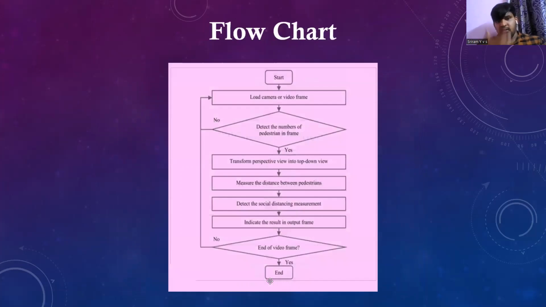And this is the flowchart. First, we have to load the camera or video frame or the image. And then if it detects the pedestrians, it will go to the transform perspective view, I mean top down. That is the camera view calibration. And then the next step is measuring the distance between the pedestrians. If the distance is okay, it will give a green bounding box, else it will give a red bounding box. Like that, it will repeat the process for every individual in the image. And once everyone is done, it will stop the process. That is the end.